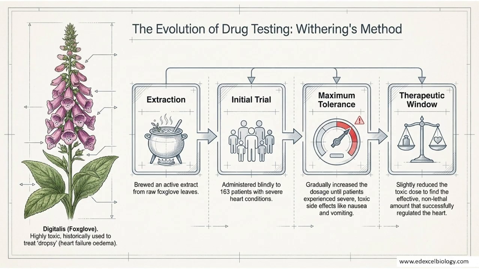He was systematically hunting for the therapeutic window. He documented that if he administered too high a concentration, the defensive toxins triggered severe nausea, vomiting, and visual disturbances. But if he titrated the dose down to a very specific narrow margin, it stimulated the heart muscle to pump more efficiently, clearing the fluid buildup.